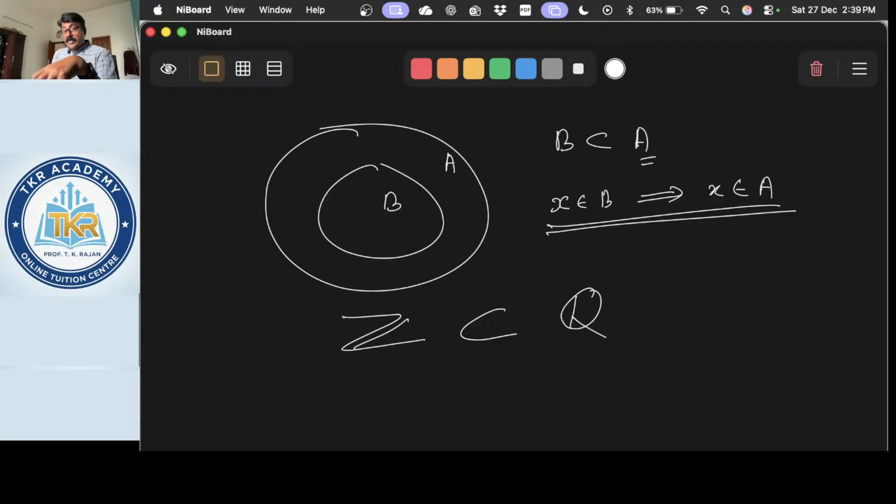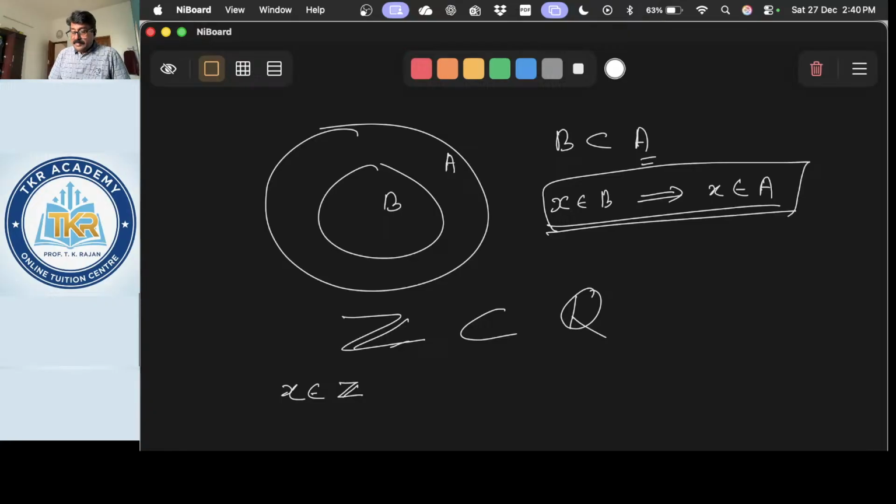We need not check that all the elements in Z are in Q. It is not possible, because there are infinitely many numbers, elements, in the set. So taking every integer and showing that it is in Q is practically difficult. So we go for this idea: you take a typical element in Z and show that it is a rational number. I am taking an element x in Z.